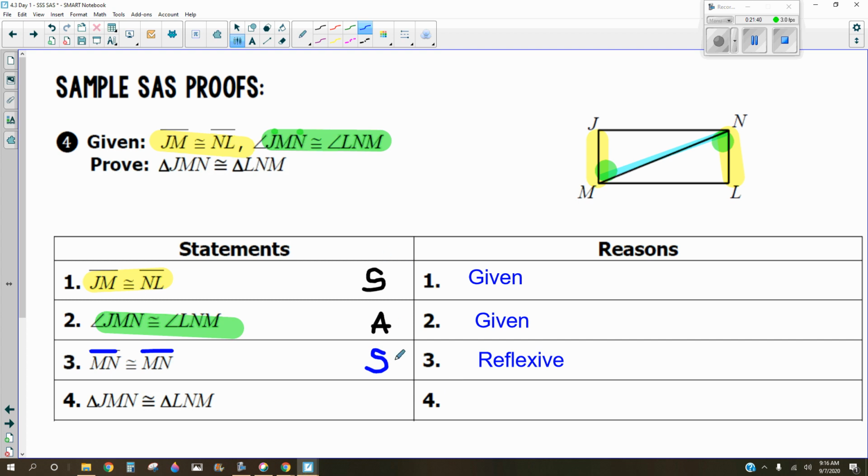Now I gotta make sure it happens in the right order. So let's look at this. I've got a yellow side. I've got a blue side. Does the angle happen between the sides? Does it connect the sides? Or is the angle away from it? Looks like the angle connects them, right? So we'll say angle. So this would be a side, angle, side relationship because that's the order the pieces happen in.